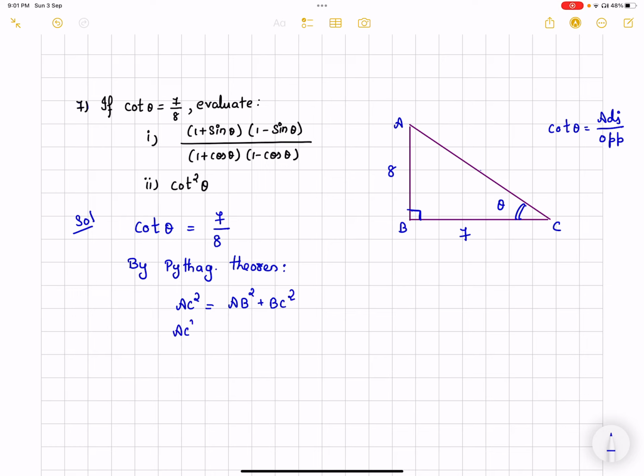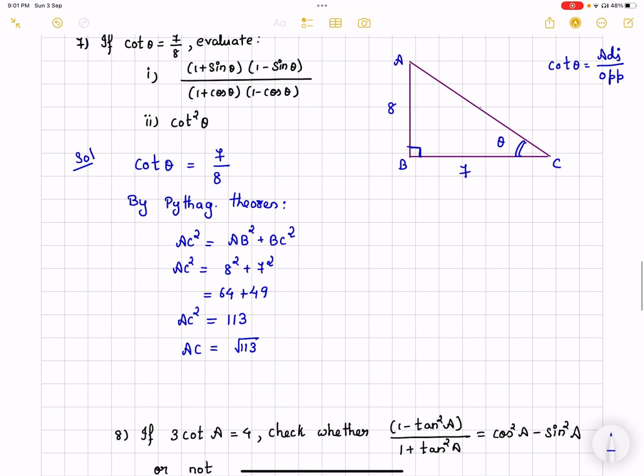So AC square is equal to 8 square plus 7 square, which is nothing but 64 plus 49. And when we sum it up, we get 113 as AC square. In that case, AC is equal to plus or minus root 113, but I would be considering only positive because we are measuring the length of one of the sides of a triangle, which is always going to be positive.